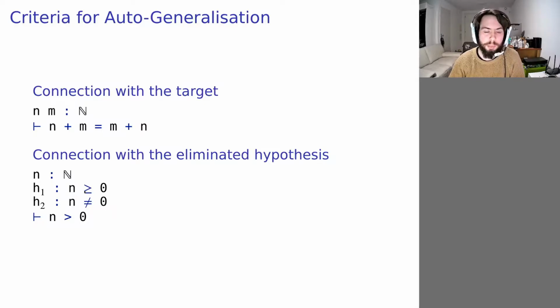Then we perform induction. And then, for example, in the zero case of this induction, so when n equals 0, this information is propagated into this H2 hypothesis, and then we have 0 not equal to 0, and so we can discharge this case. If we had not generalized H2, that wouldn't be the case, and we would get stuck with this case, or we'd have to prove it otherwise.